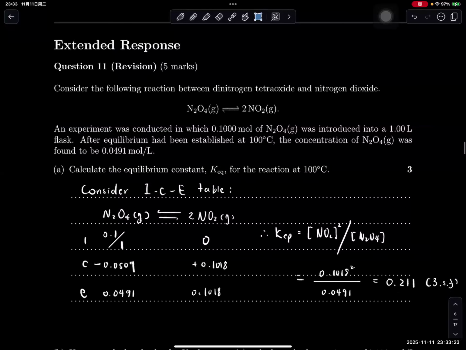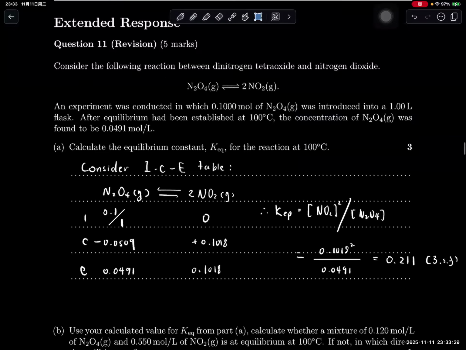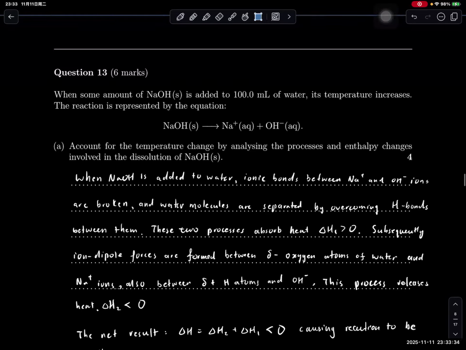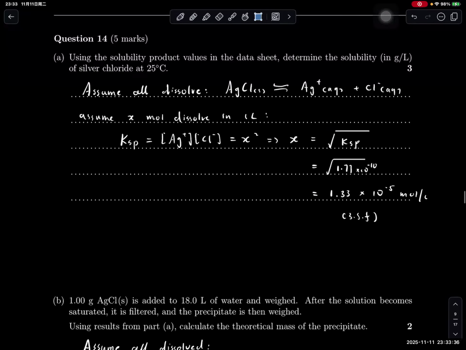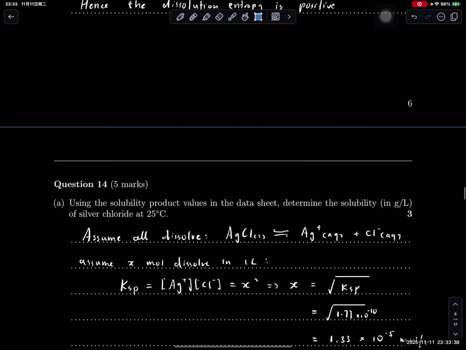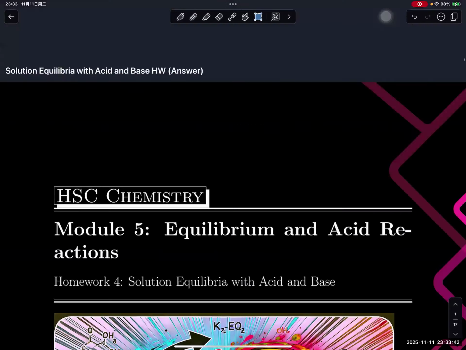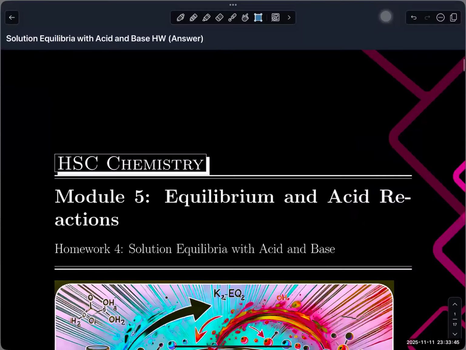All right, extended response. Okay, we begin with two revision questions. Hold on, let me just double check that this is the right booklet. Yeah, yeah. Okay.